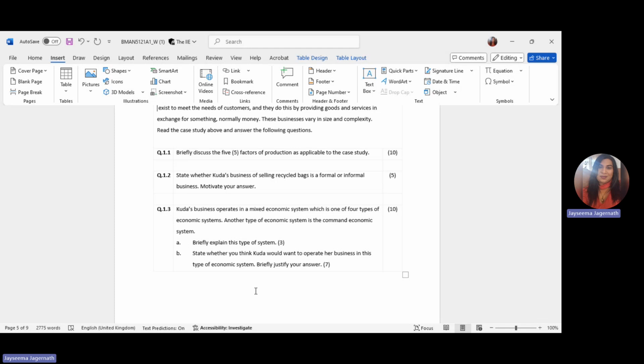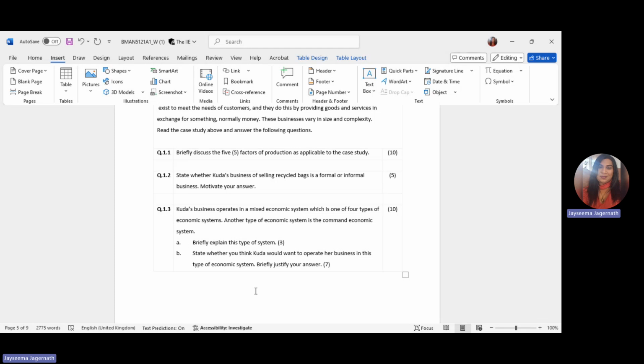The case study or the assignment requires you to speak about a command economy. So you're going to explain that, all right? And you're going to speak about who owns the majority of the resources, who owns the businesses, and how that then affects businesses. You are asked to give your opinion as to whether you think Kuda would want to operate her business in this type of economic system. You need to justify your answer.